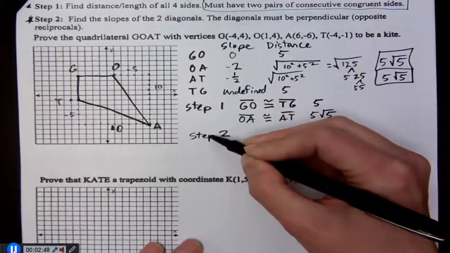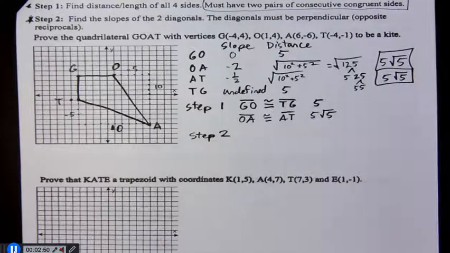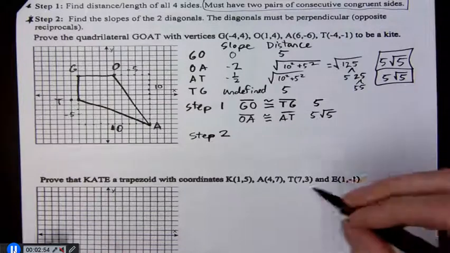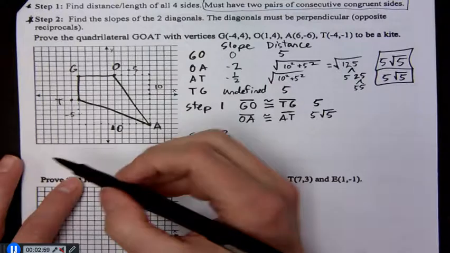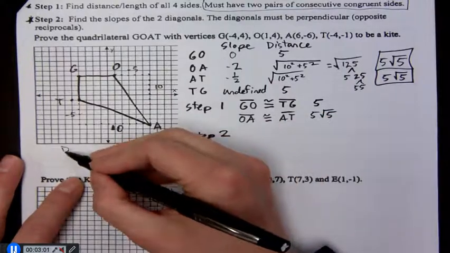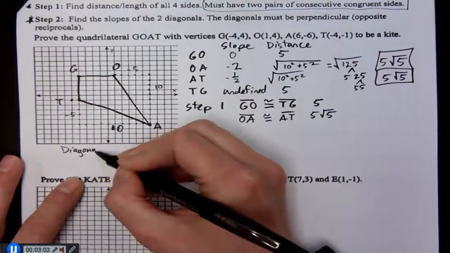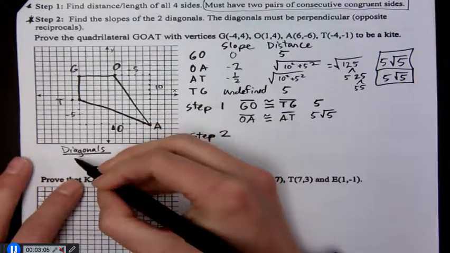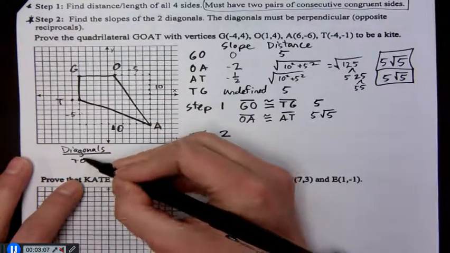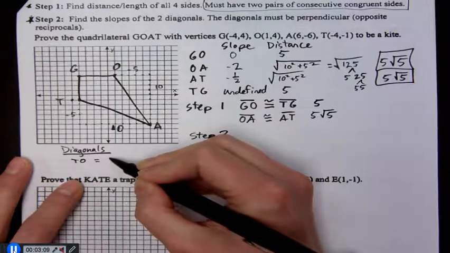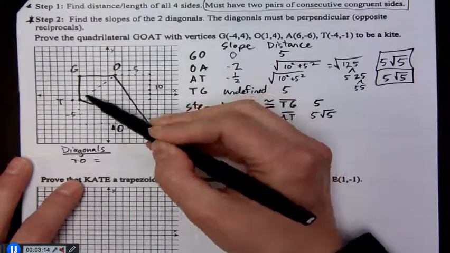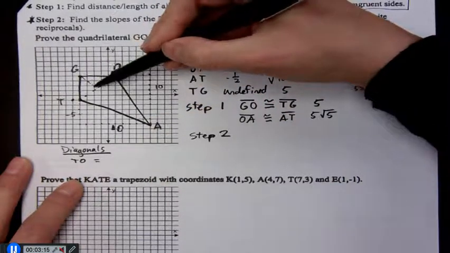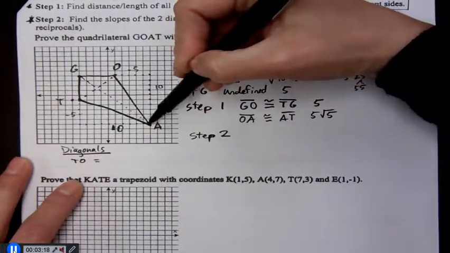All right, step 2. Kite is another of those. We have to have both statements here. So step 2, the slopes of the 2 diagonals, and they must be perpendicular. So I need to find my slopes of my diagonals. What would the slope of TO be? 1. And wait, what are the diagonals? Diagonals are when we go across, like from T to O and G to A. They're the ones that cut through the middle of it.